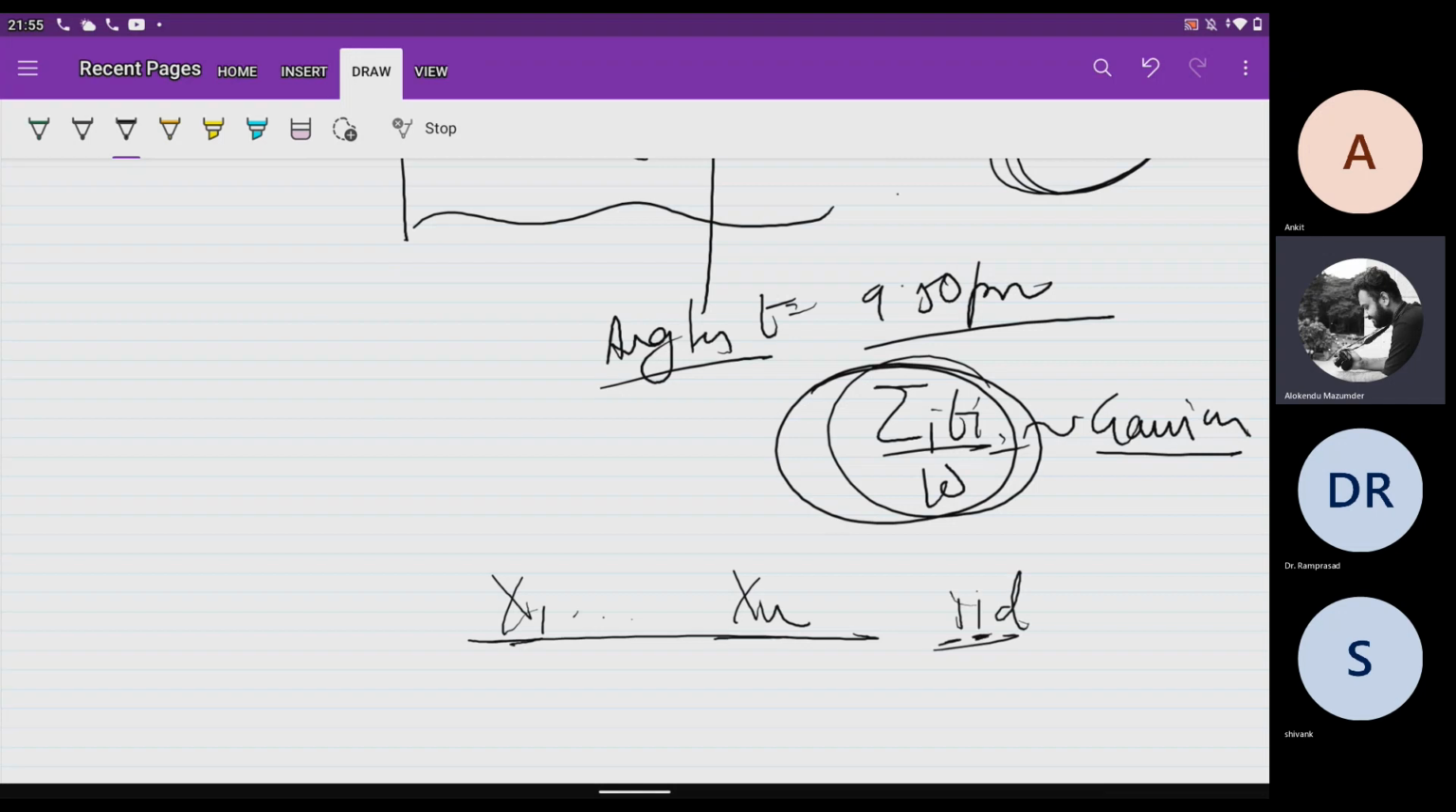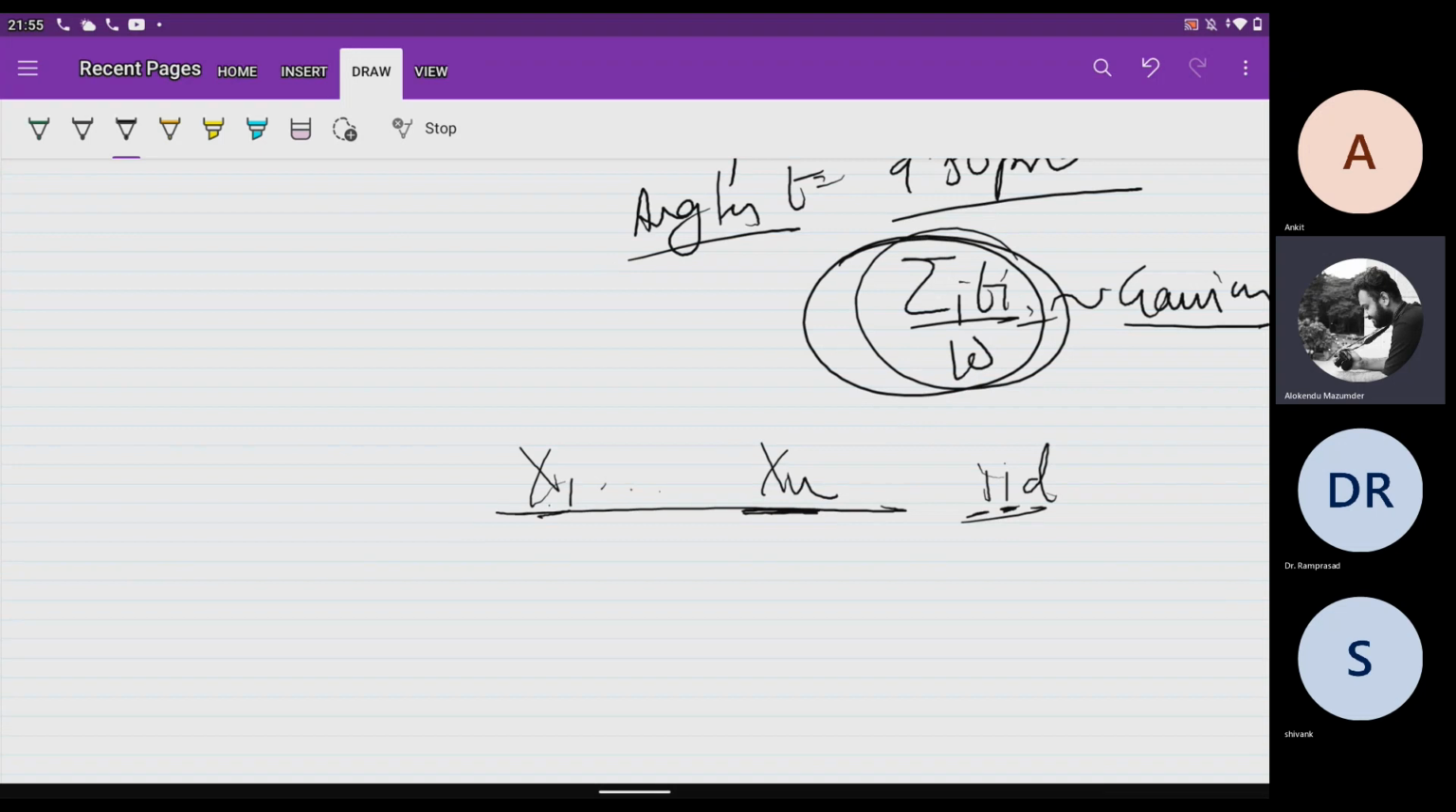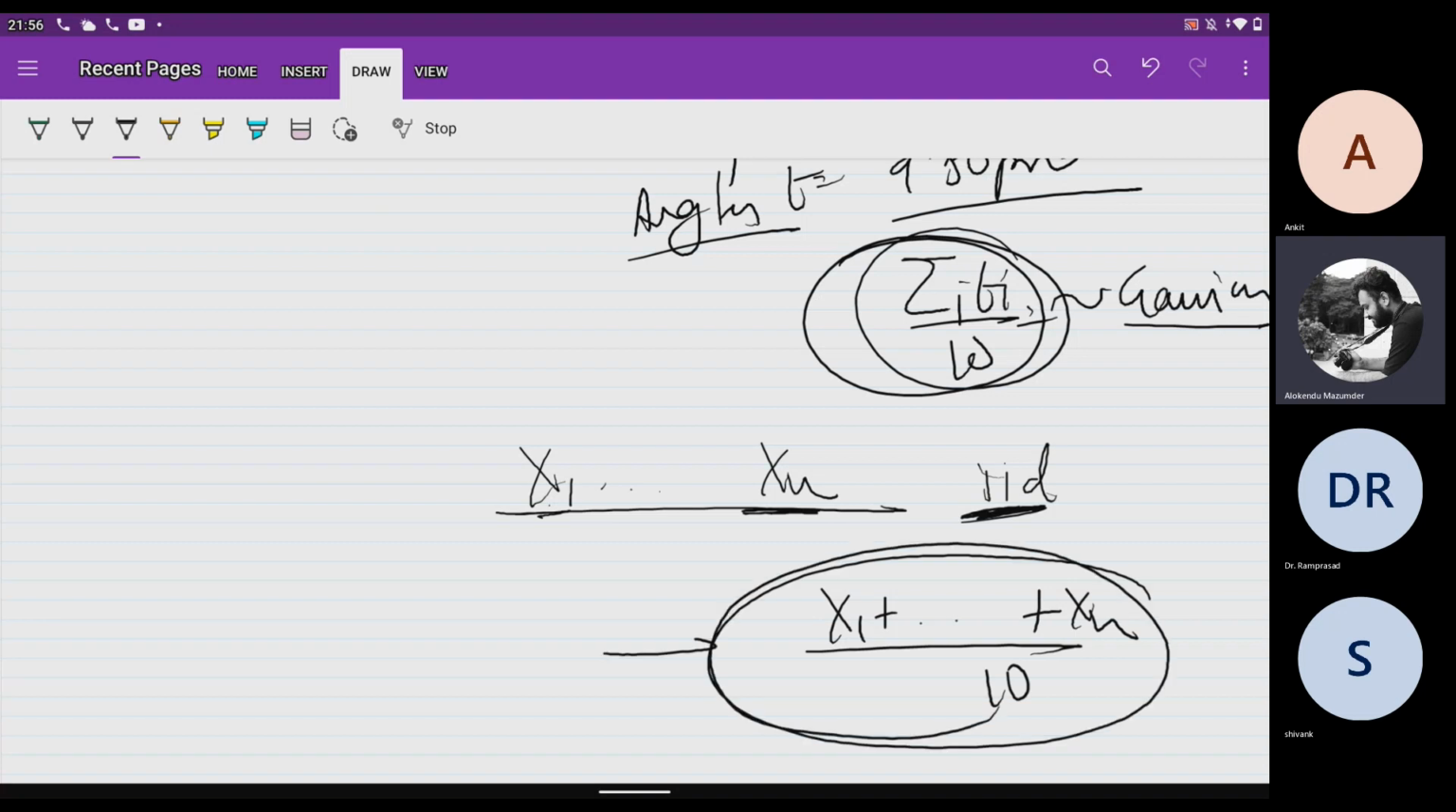If x1 to xn follow an identical distribution, and they are all independent of each other, they can follow a Poisson distribution, a Bernoulli distribution, or anything. As long as they are IID, if you keep adding these and take their average, the summation of the random variables will be Gaussian. It's a very vague statement. I suggest you read it, because mathematically you will get more maturity.